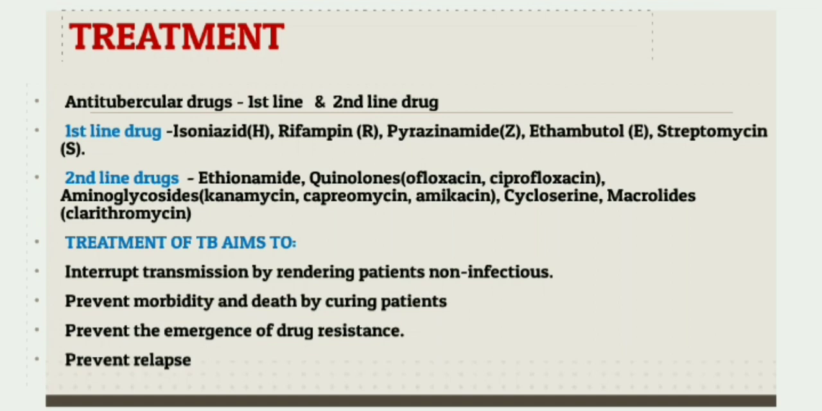The third strategy is two-phase chemotherapy. Like the name, the treatment has two phases: the intensive phase and the continuation phase. The intensive phase is the initial phase which lasts for 2 to 3 months. It aims at aggressive treatment with 4 first line drugs that rapidly kill the bacilli, making the patient smear negative. After this, we move to the continuation phase, given for 4 to 5 months with only 2 or 3 first line drugs. It aims at killing the remaining dormant bacilli and preventing relapse.